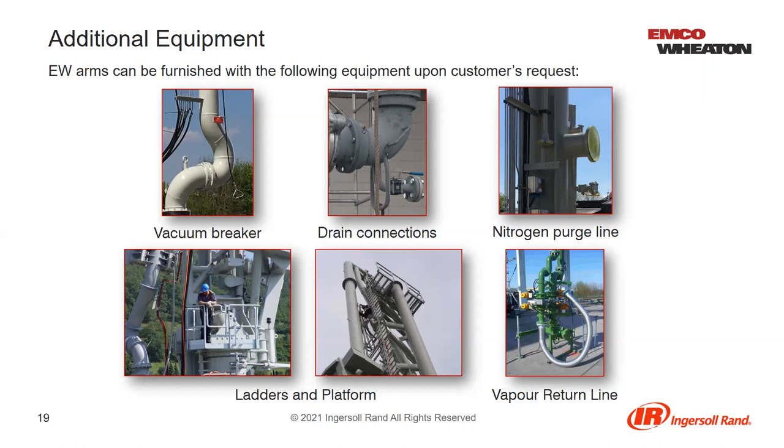And then, as already mentioned in the very beginning of our webinar, ladders and platforms can also be attached to the loading arms. We have different designs. So real platforms or just steps. We have fishbone ladders, we have two-rail ladders, ladders with cages, everything is basically possible, but everything also has an influence on the design of the loading arm. And our loading arms can also be equipped with a vapor return line to get the vapor out of the ship's tank back to shore.